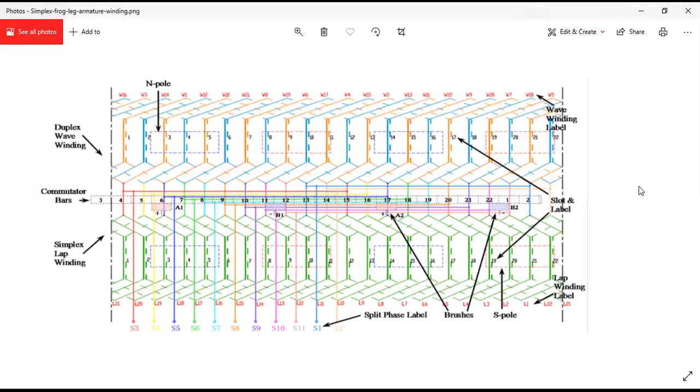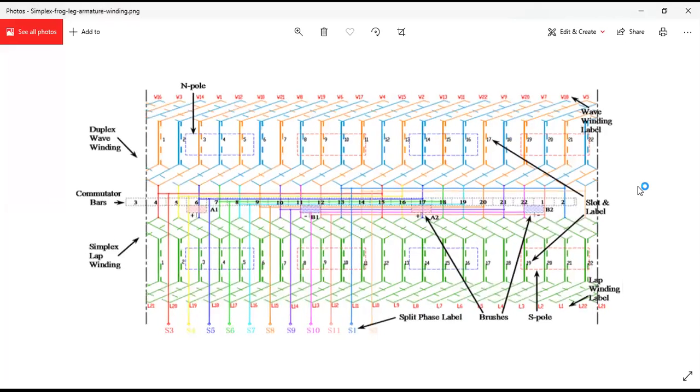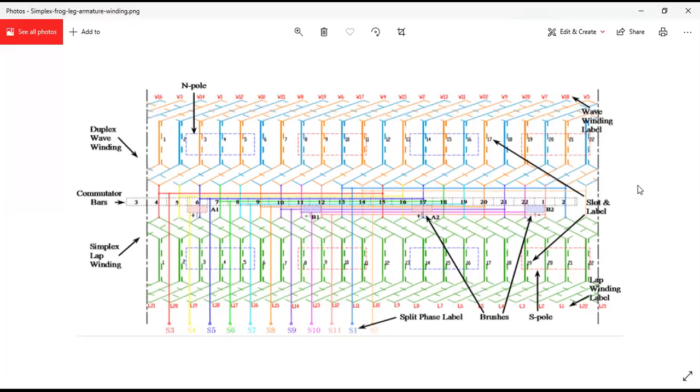So this is a 22 slots frog leg winding. So there are 22 slots. Not only that, you have 22 commutator segments as well. Now each slot has four coil sides. Two coil sides are for lap winding and two coil sides are for wave winding. Now here in the figure, the upper part is a duplex wave winding and the lower part is a simplex lap winding.